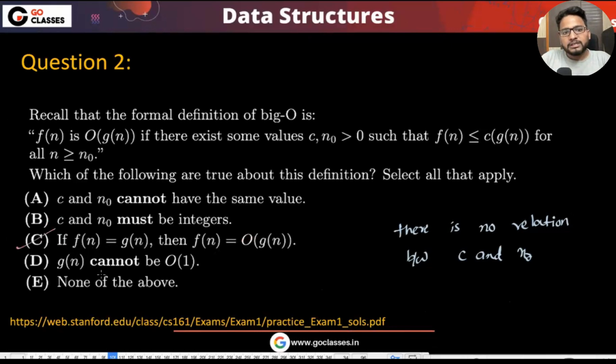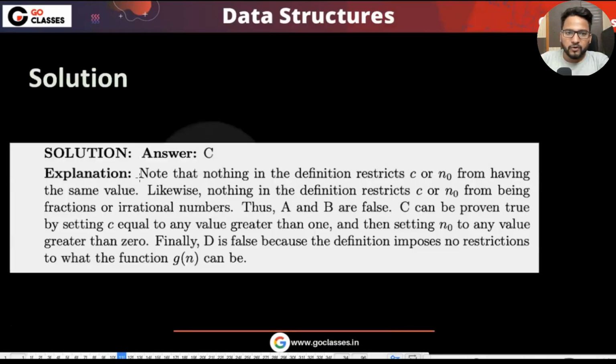So C is true. Gn cannot be order of one. Gn cannot be a constant function. No, Gn can be a constant function. I mean, Fn is order of Gn, so here this Gn can be any function. It can be a constant function. So that's why only C is the correct answer. Okay, have you understood why C is the correct answer?